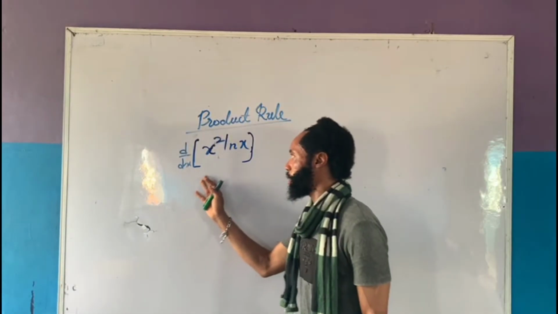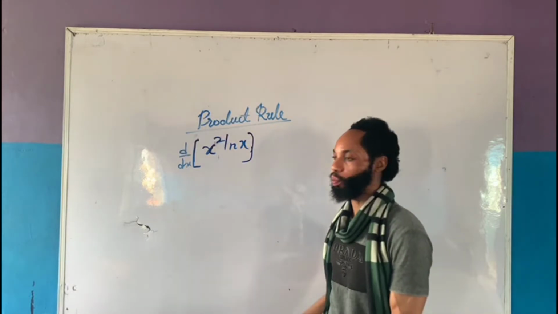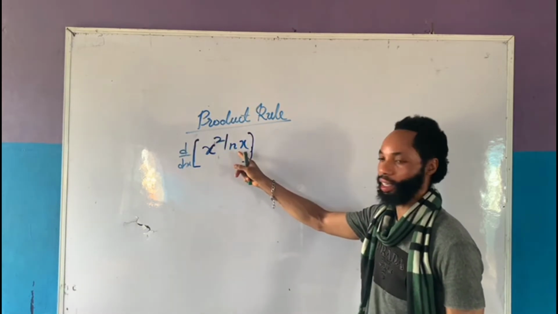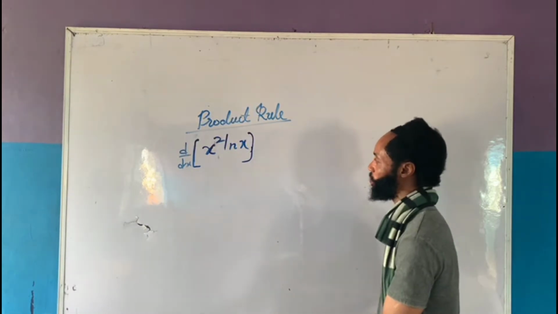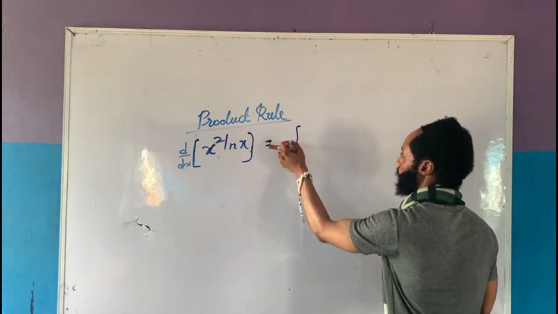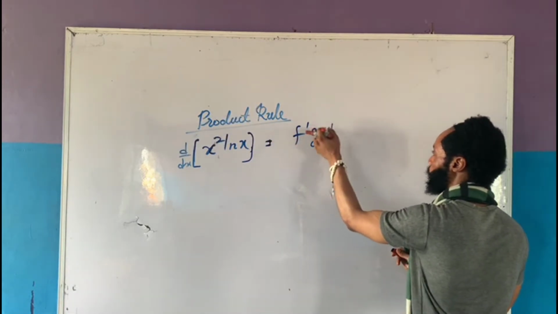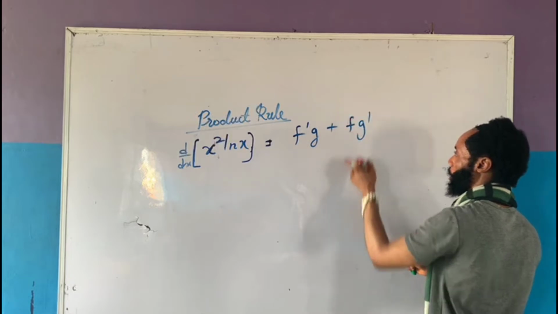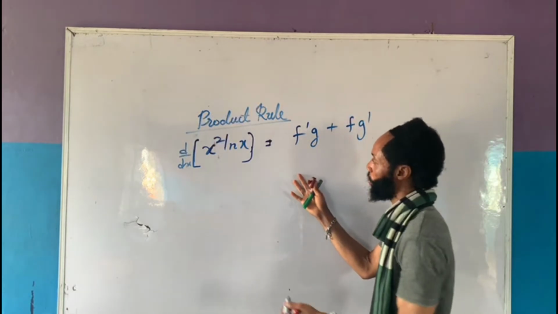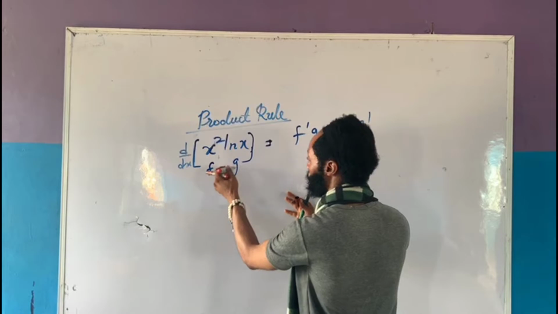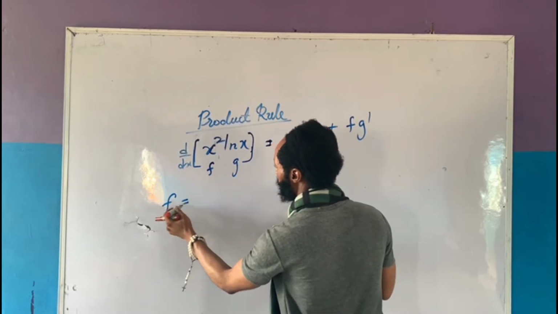Okay, we're going to perform the same operation. x squared multiplying ln x. We perform the same operation like we have been doing. We use what? f prime of g plus what? fg prime. Remember, I use the same operation. Then this is our f and this is our g.